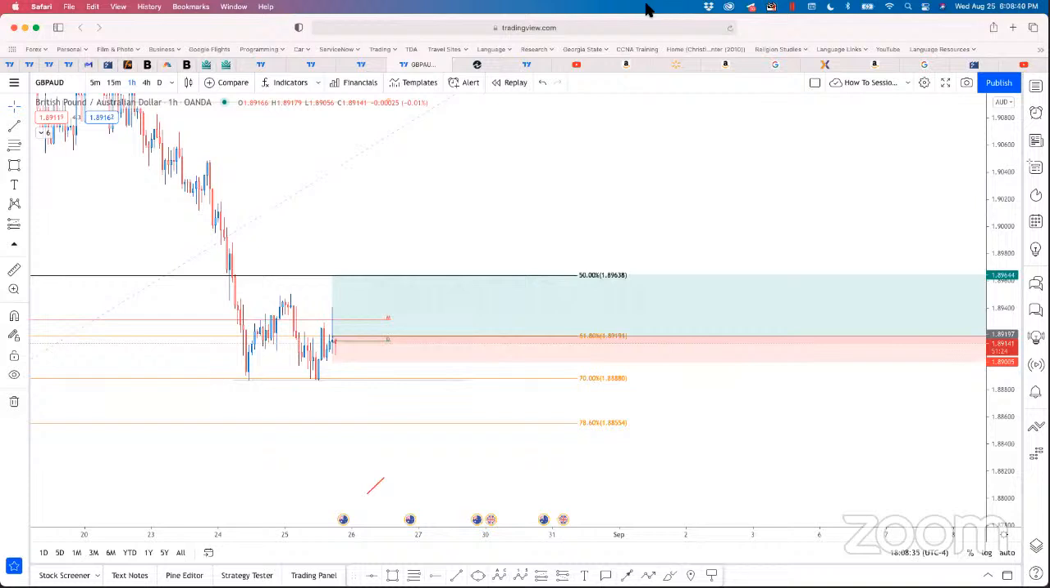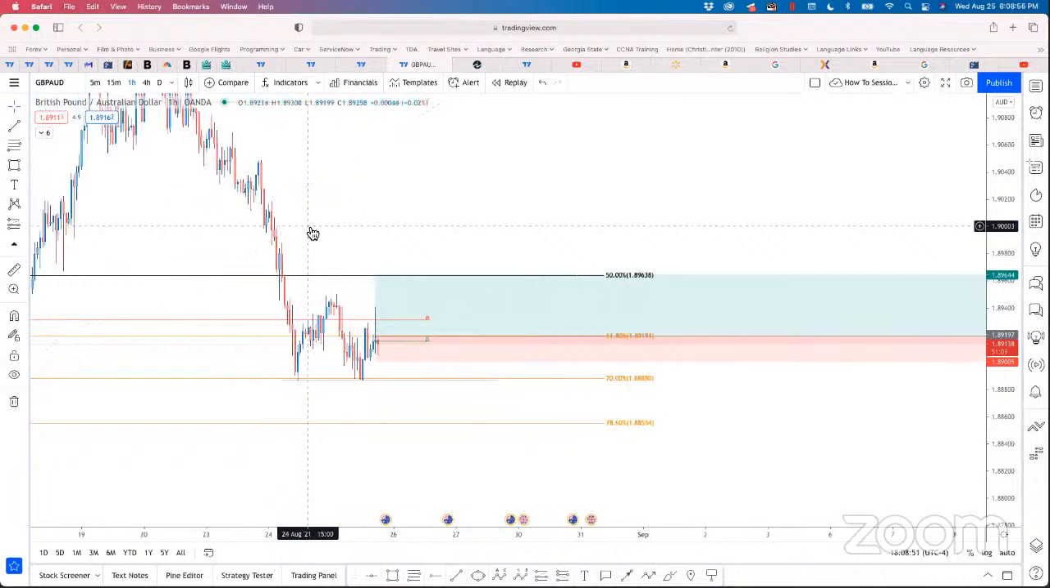So you want to pay attention to these levels because, like I said, they act as instant magnets. I think I was telling Anna about this too.